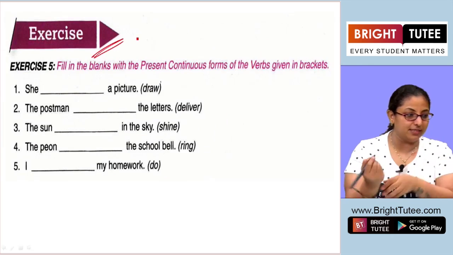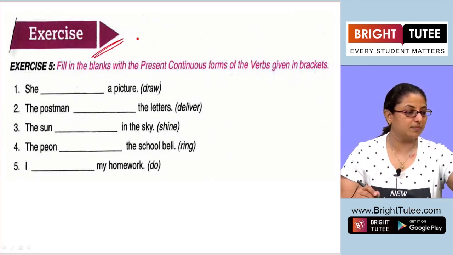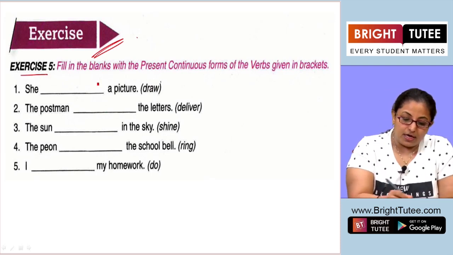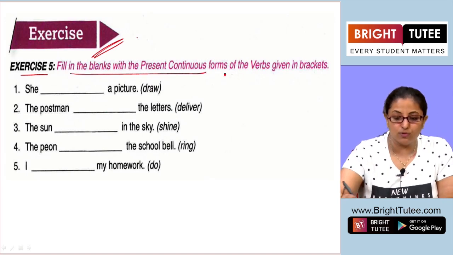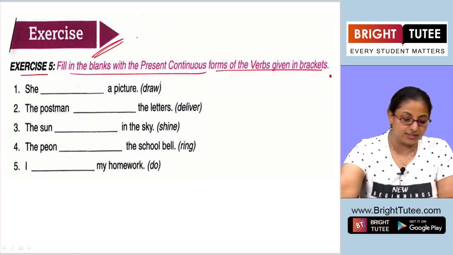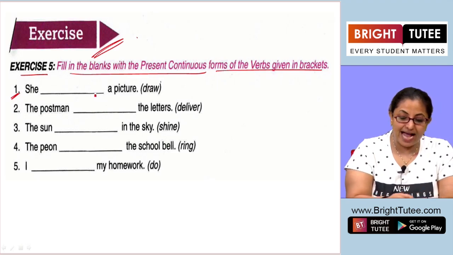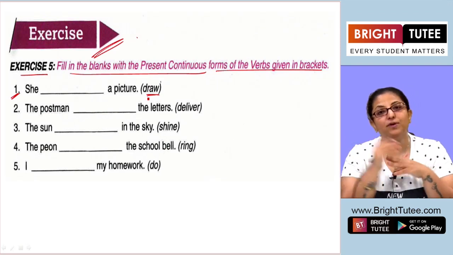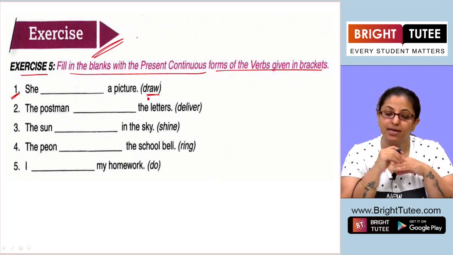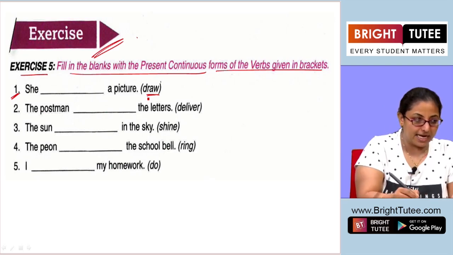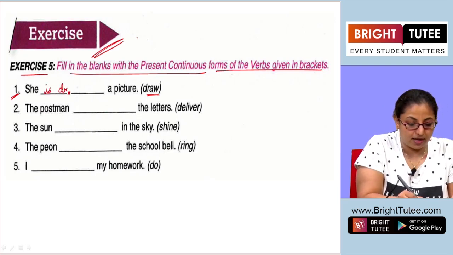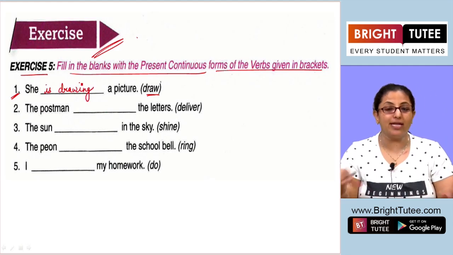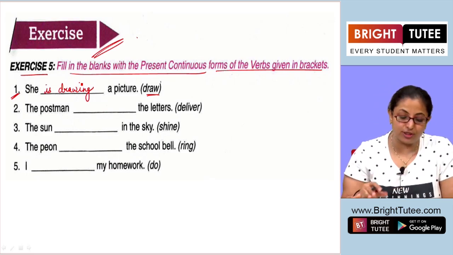Coming to the exercises. Exercise number 5. Fill in the blanks with the present continuous forms of the verbs given in the brackets. First one, she dash a picture. The verb is draw. We have to make it in present continuous verb form. So how will we write? She is drawing a picture. The action is continuing in the present time. So she is drawing a picture.